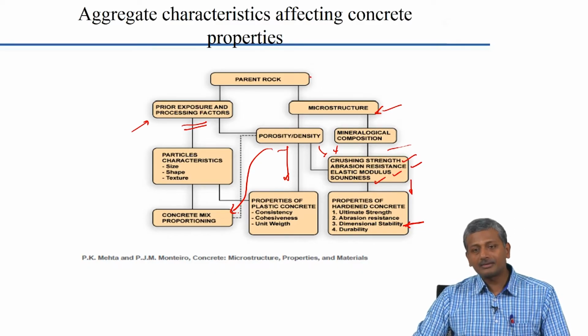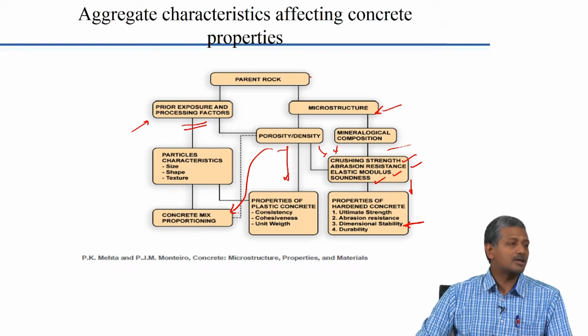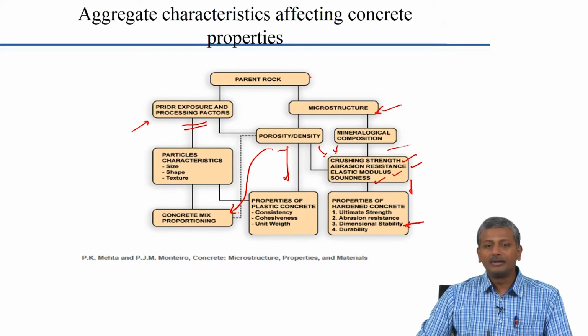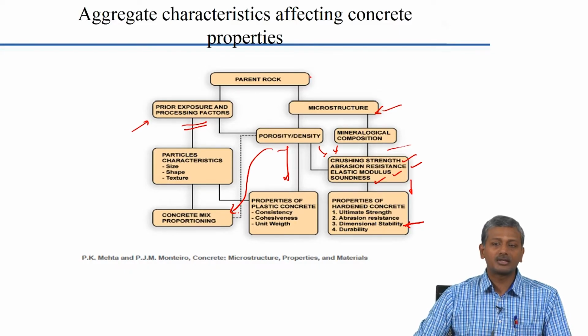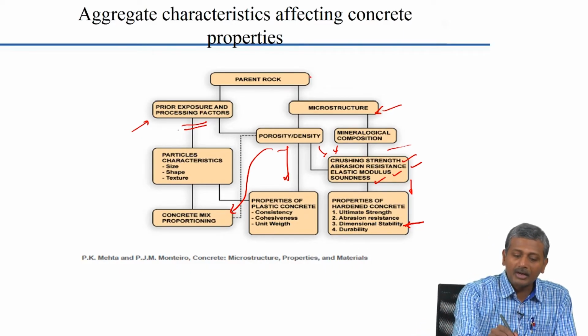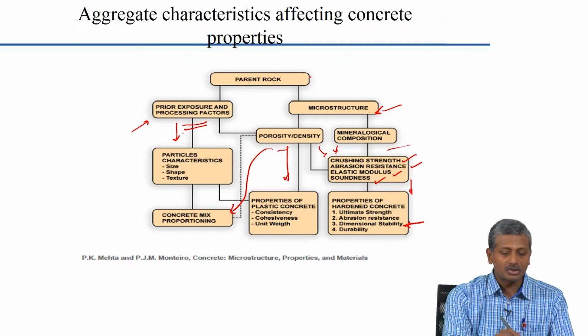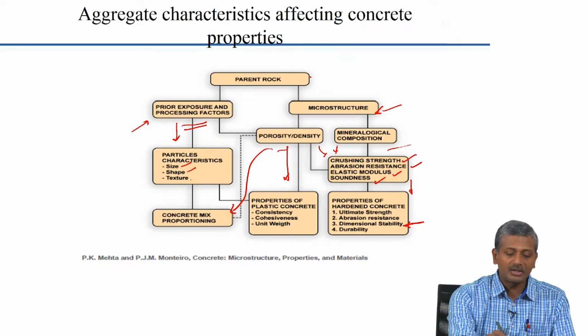Voids are there in the aggregate, so how do you account for that in the mix design? Moisture control. Moisture correction, right. The aggregates absorb moisture because of the porosity, and because of that you need to do a moisture correction in your concrete mixture proportioning, right. So, the prior exposure and processing factors lead to interesting characteristics in the aggregate which changes the size, the shape and the texture of the aggregate.